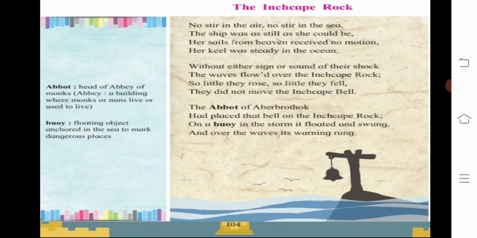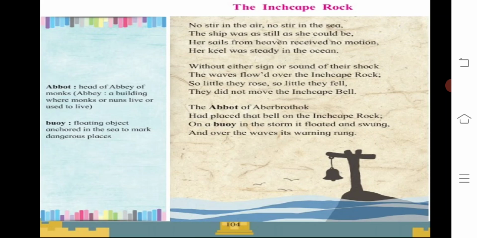The abbot of Aberbrothok had placed that bell on the Inchcape Rock, on a buoy in the storm. It floated and swung, and over and over the waves its warning rung.